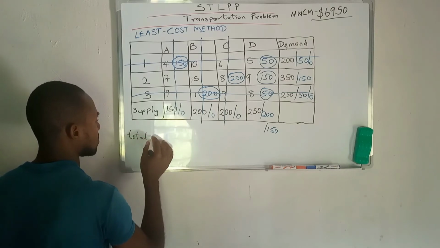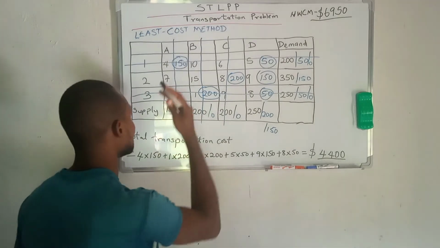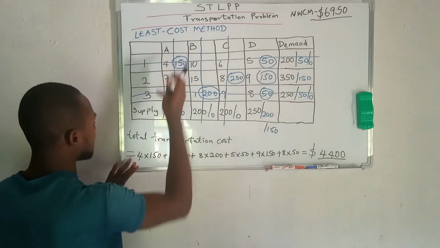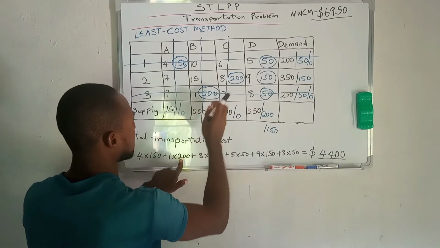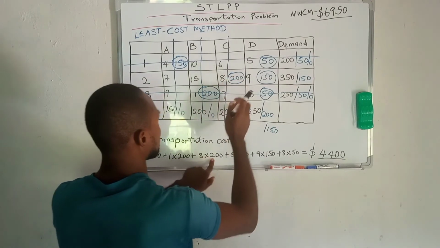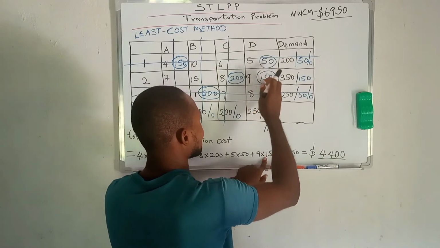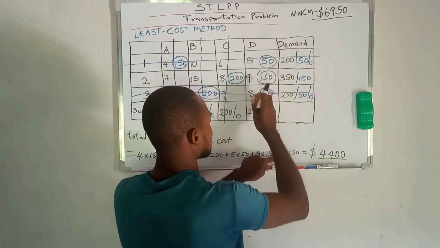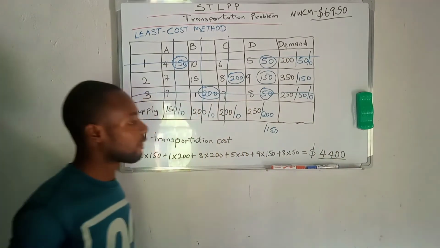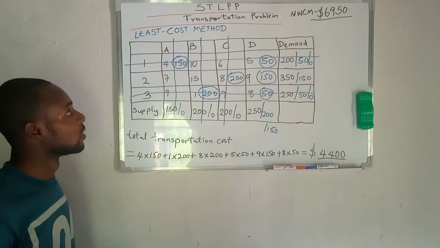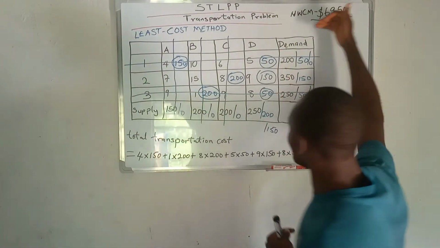The total transportation cost using the least cost method is 4 times 150 plus 1 times 200 plus 8 times 200 plus 5 times 50 plus 9 times 150 plus 8 times 50, and that will give us $4,400.